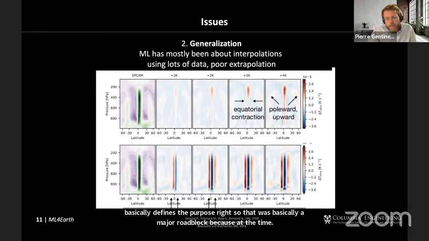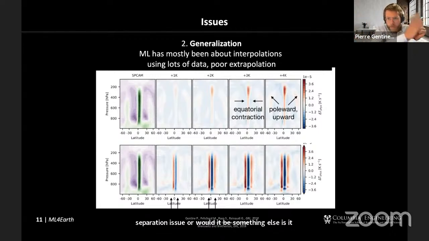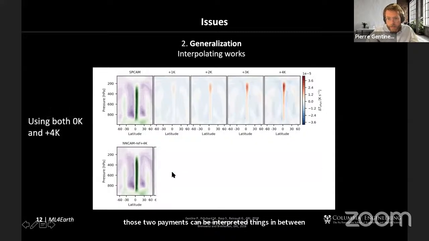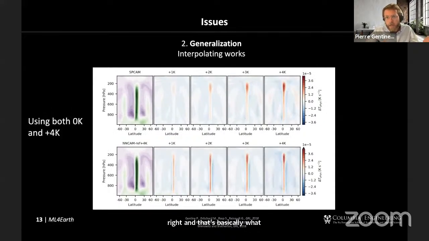And then we just wanted to know, is it purely an extrapolation issue or would it be something else? Is it more of an interpolation issue? So what we did is we trained on historical climate, so 0 Kelvin and plus 4K, so basically the future, but really warmer. And we said, if we know those two climates, can we interpolate things in between? And that's basically what you have at the bottom, and it does a pretty good job. So it's really showing that it's an extrapolation issue and not just an interpolation one. So you need to extrapolate better, and at the same time you need to conserve physical laws.